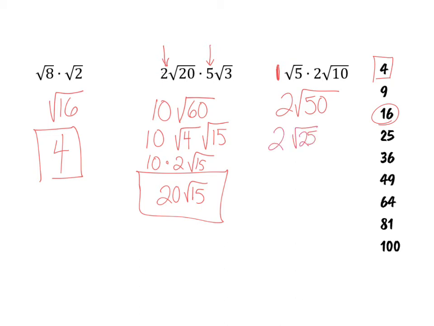I chose 25 as the perfect square that goes in there, and 25 times 2 is 50. So 2 times, remember we put the perfect square first because it comes out as a whole number. Square root of 2 is going to stay there. Your final answer should be 10 root 2.